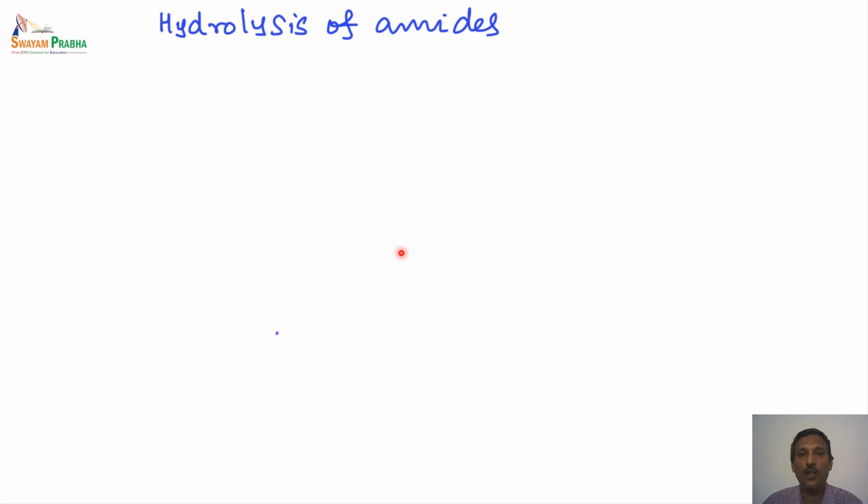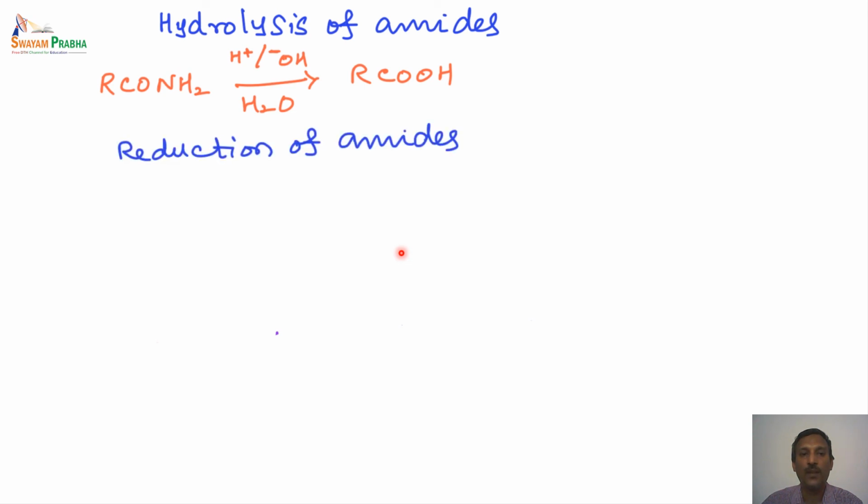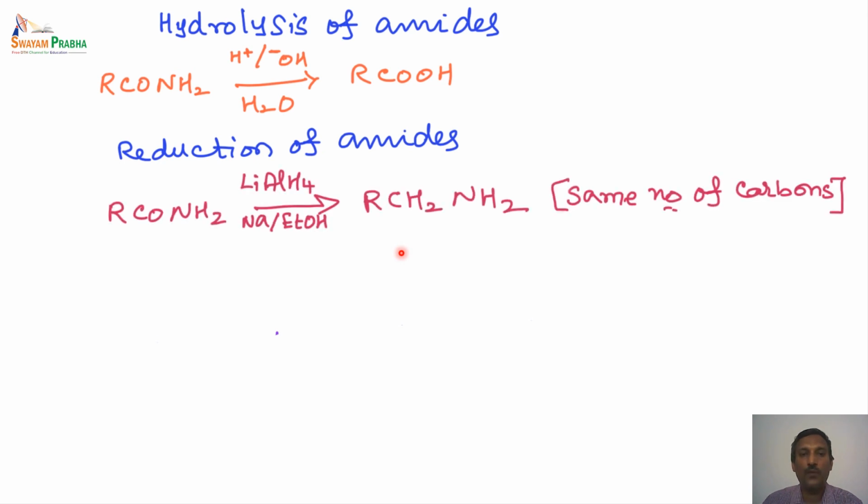Let us study the hydrolysis of amides. Amides can be hydrolyzed either using acids or bases to give the corresponding carboxylic acids. Amides can also be reduced. We have a couple of reduction methods. We will see them one by one.